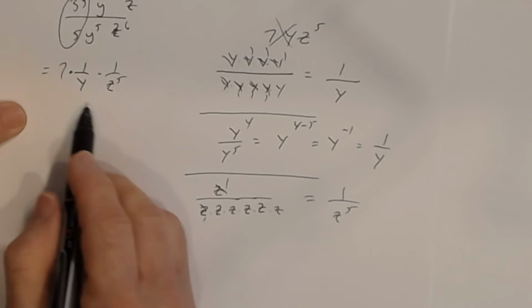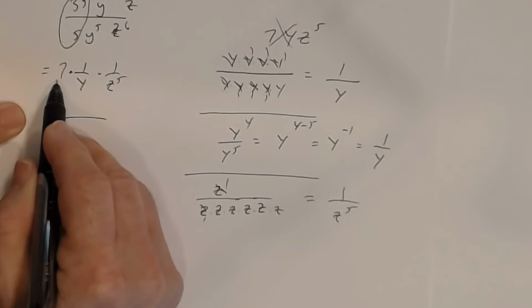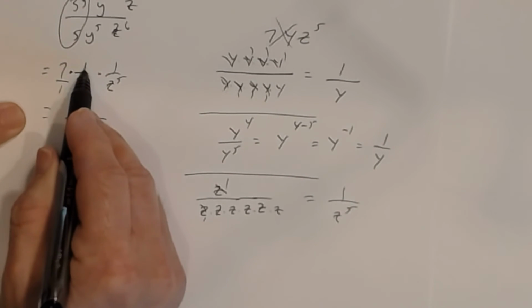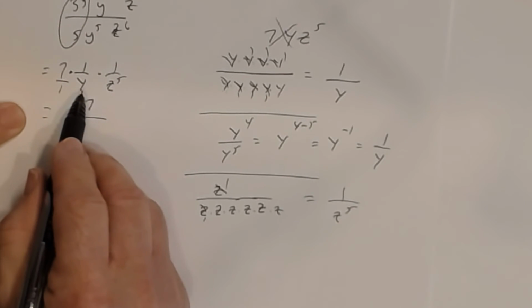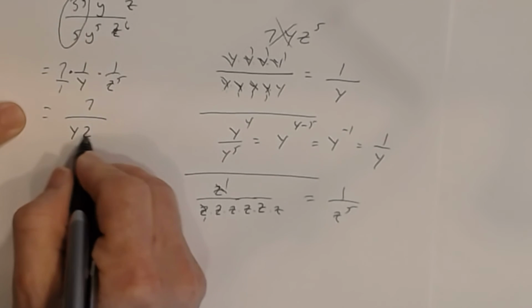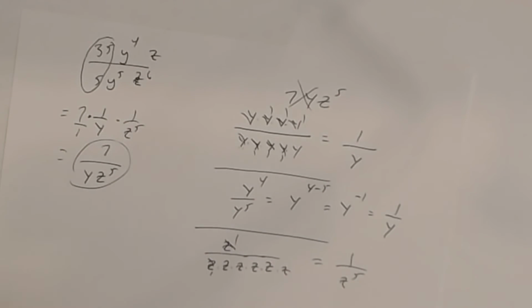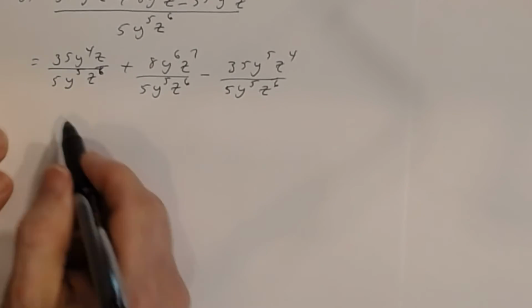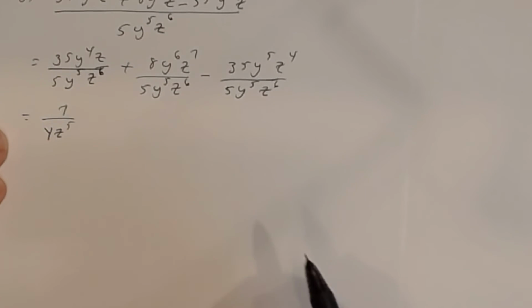But you've got to write this as one fraction, though. So in other words, put something in the numerator. Remember that's 7 divided by 1. So 7 times 1 times 1 is 7. So 7 goes in the numerator. 1 times y times z to the fifth is y z to the fifth. So that goes here now. So this right here, when I reduce, is 7 divided by y z to the fifth.